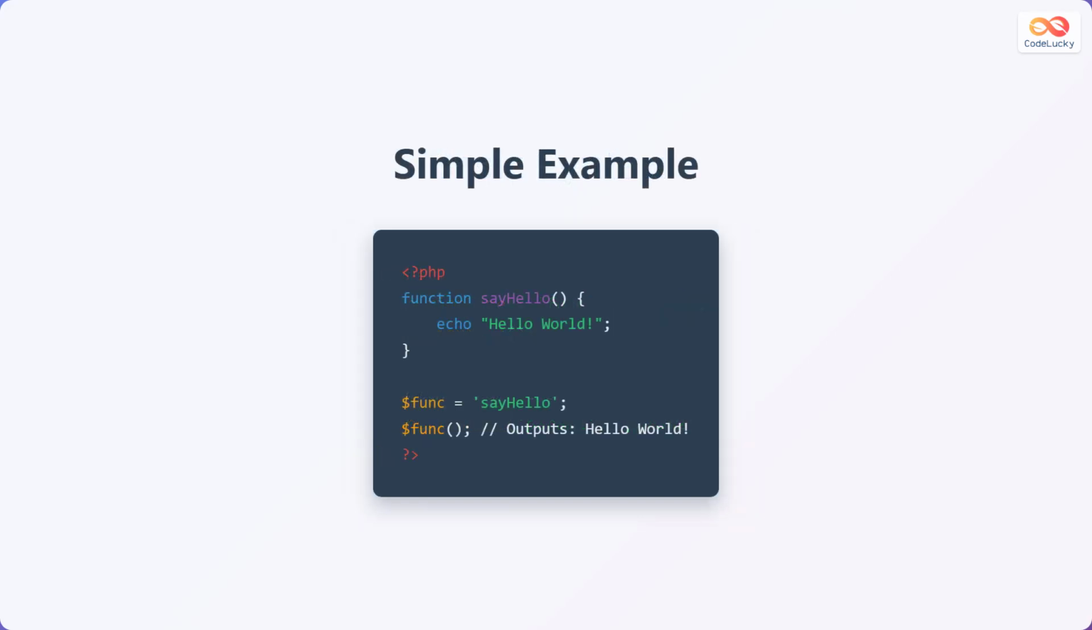Let's look at a simple example. First, we define a function called sayHello that outputs hello world. Then we assign the string sayHello to a variable called $func. By calling $func with parentheses, we execute the sayHello function, and the output will be hello world.